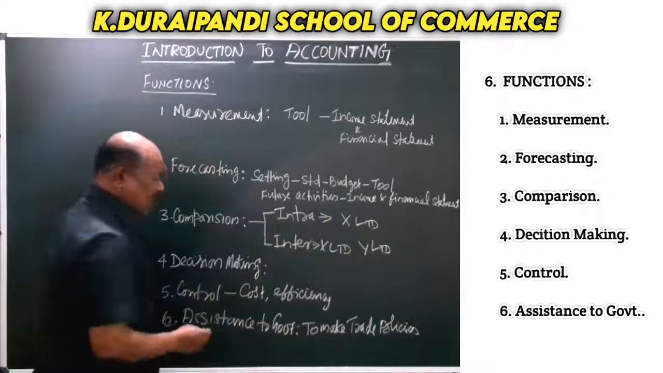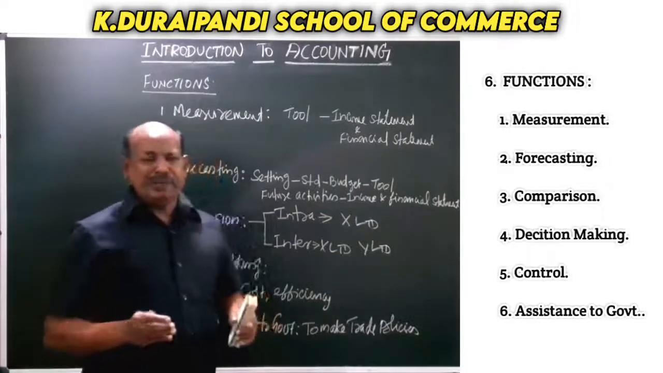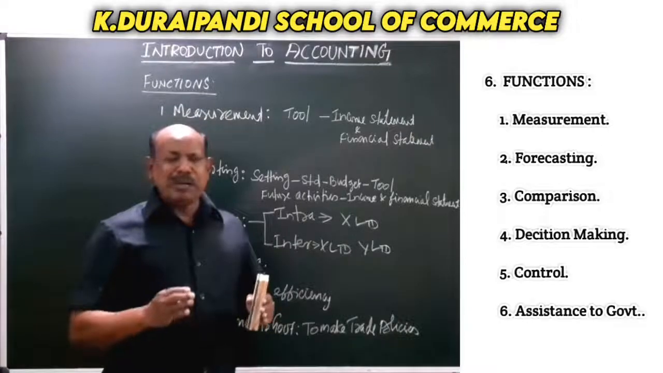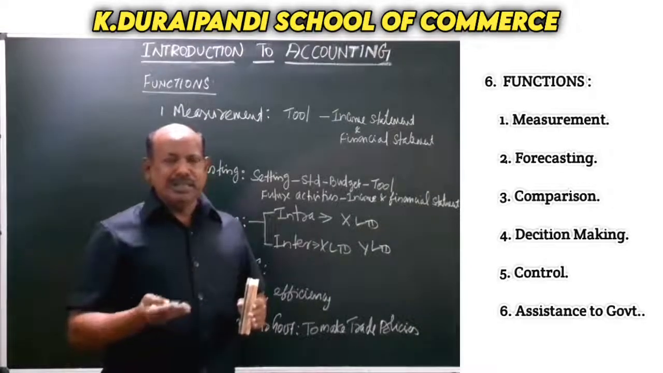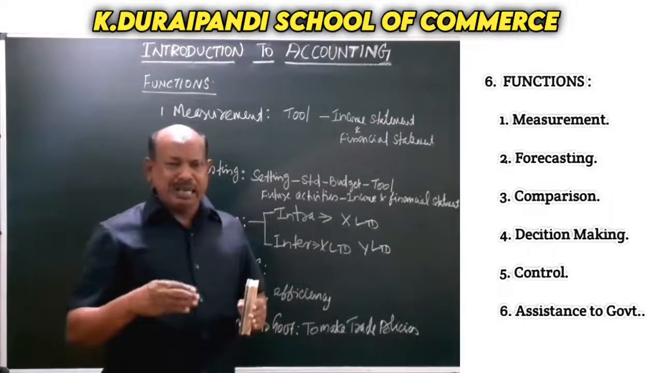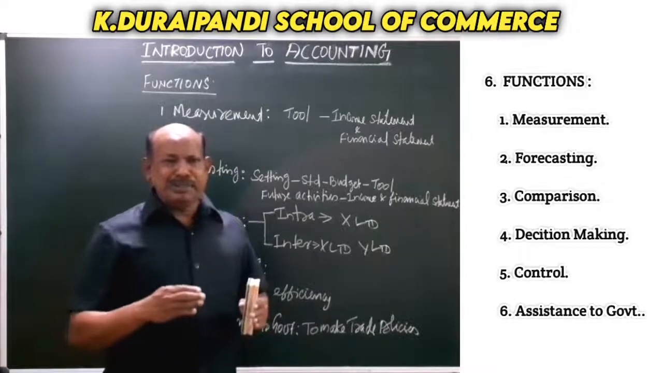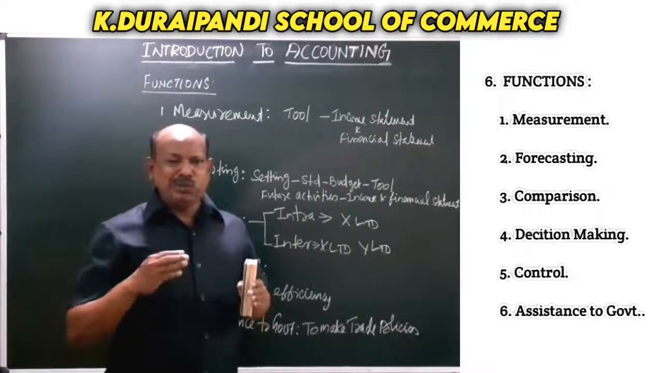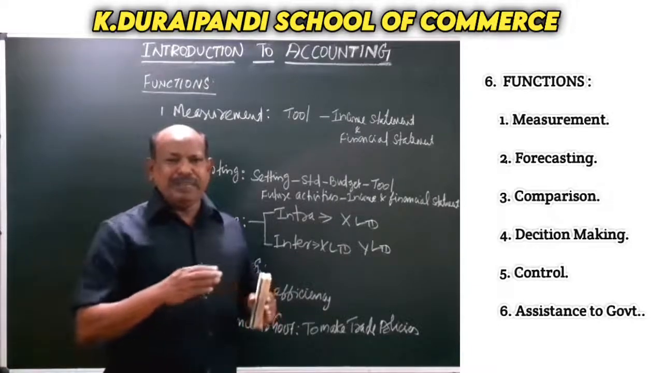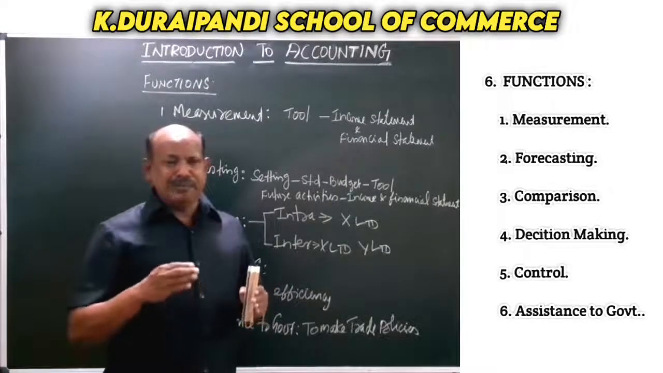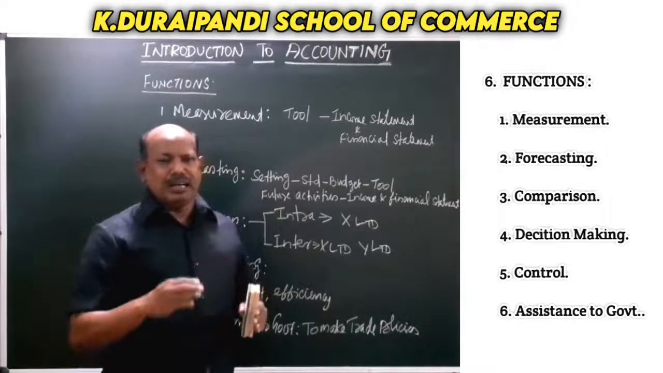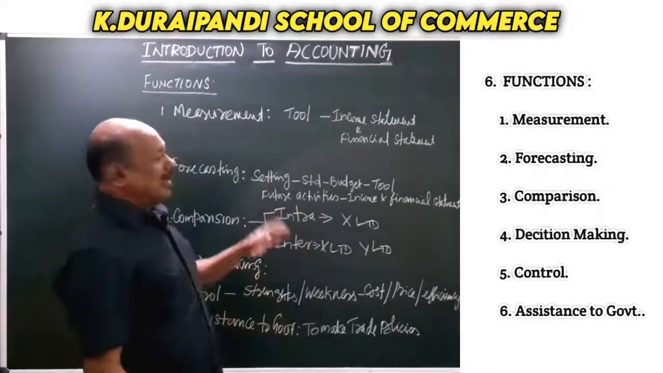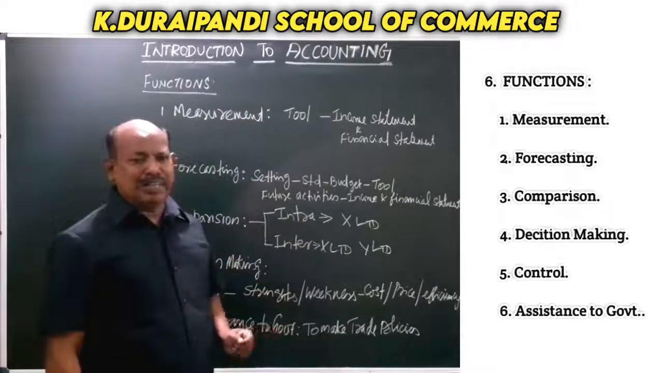Then decision making. Decision making means taking important decisions such as controlling the cost and improving the efficiency in operation. For all these managerial decisions, we need information, that is financial events. That is another function of accounting. These are all functions of accounting.